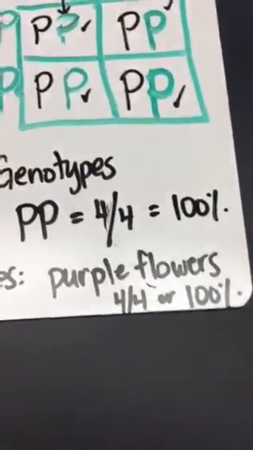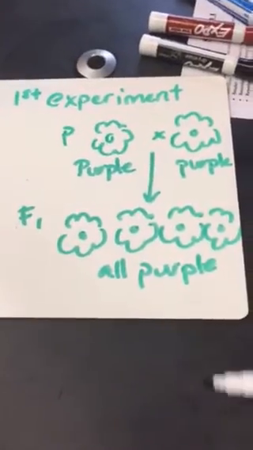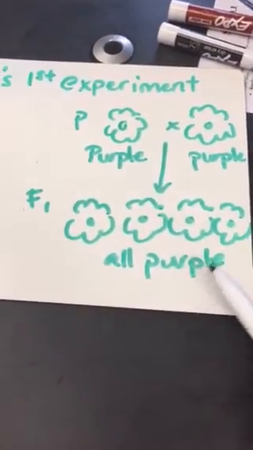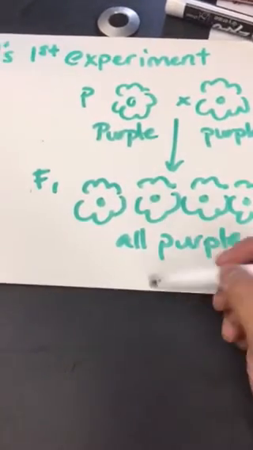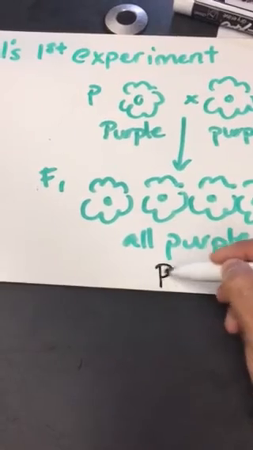That is why, when we saw his first experiment, 2 parents that are purple, 100% of the time their kids will be purple. And 100% of the time the genotype of the kids will be homozygous dominant.